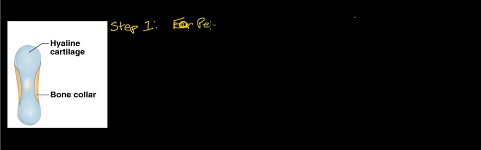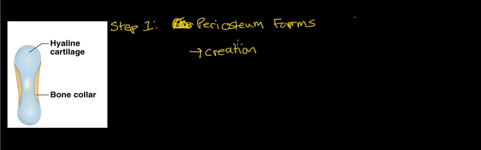We'll say periosteum, peri meaning around, osteum. Periosteum forms, and you get the creation of a bone collar. That's illustrated here, and it's going to form around the diaphysis portion, or the shaft portion, of this cartilage model.